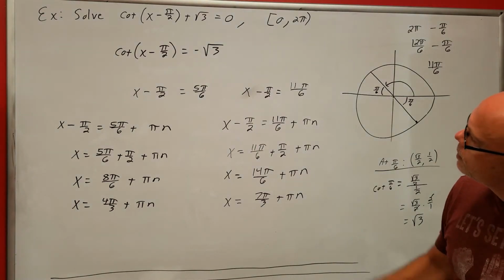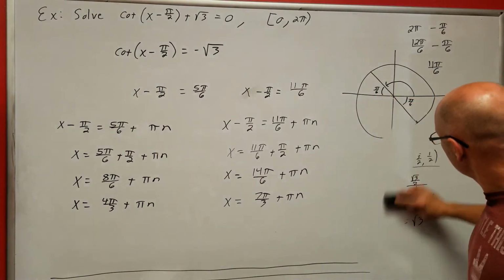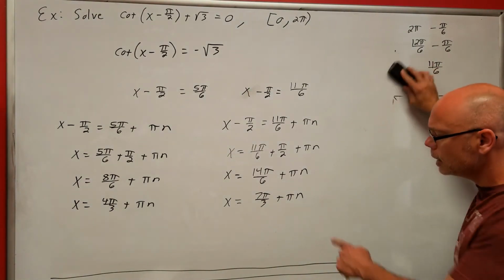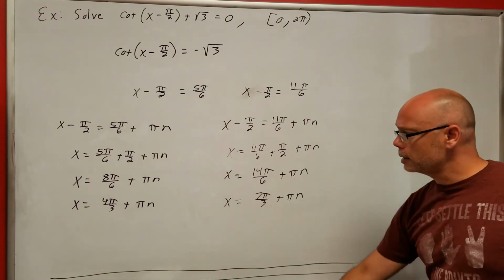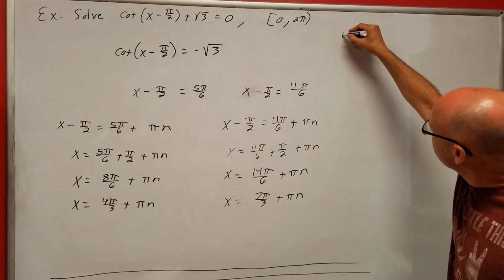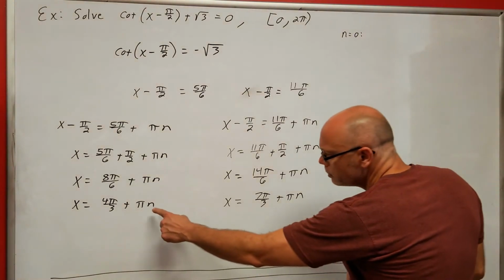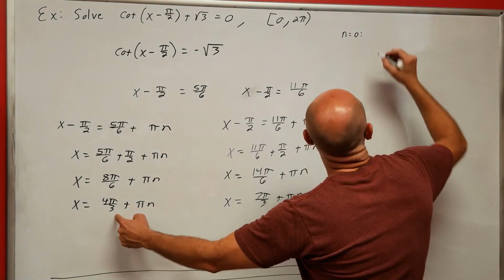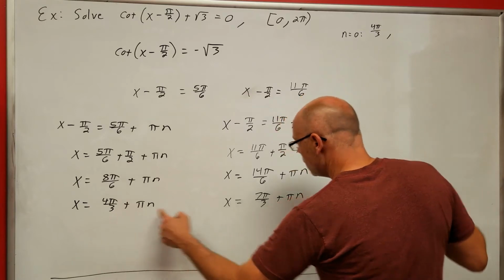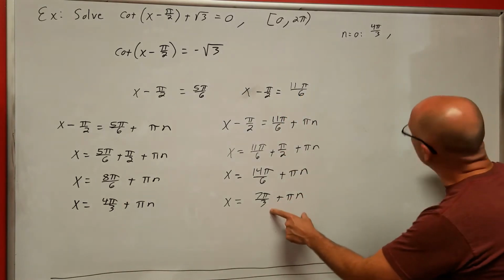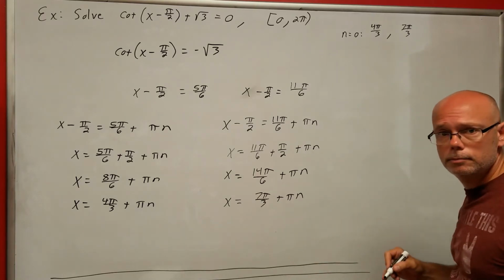Alright, so what am I doing? I'm solving over this interval, 0 to 2 pi. So what do I need to consider? I need to consider those n values. Let's see what I get when I consider different values for n. How about when n is equal to 0? Here I get 4 pi over 3. How about over here when n is equal to 0? I get 7 pi over 3.